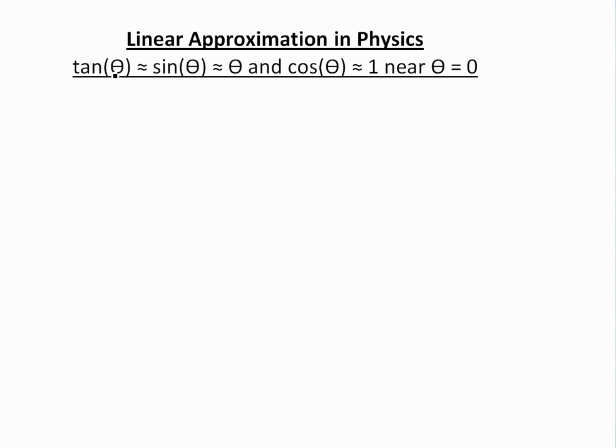Like, say, tan theta and sine theta, they both are roughly theta near theta equals 0, and cosine theta is roughly 1 near theta equals 0. This is used in engineering and optics, and in designing lenses. Basically this is used because we don't want to deal with complex functions like tan and sine when we could just use a simple linear function when theta is really small.